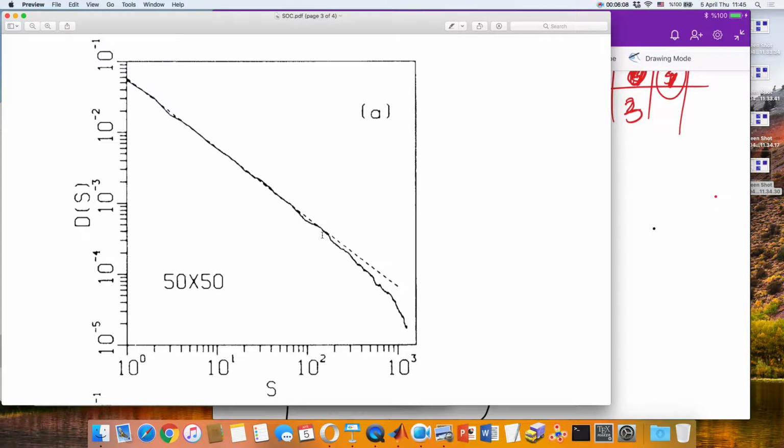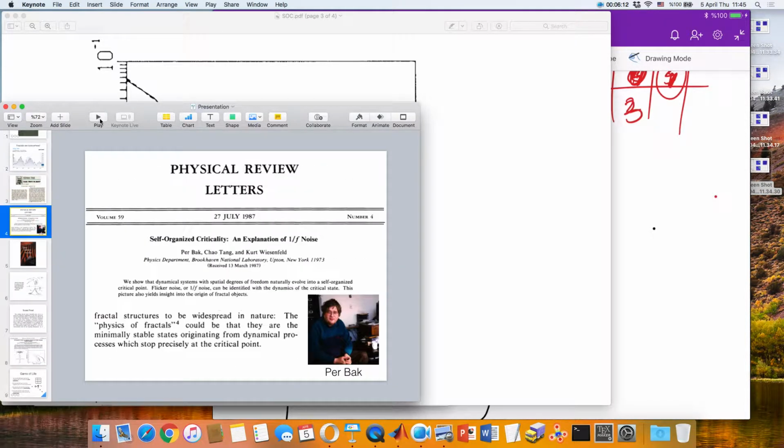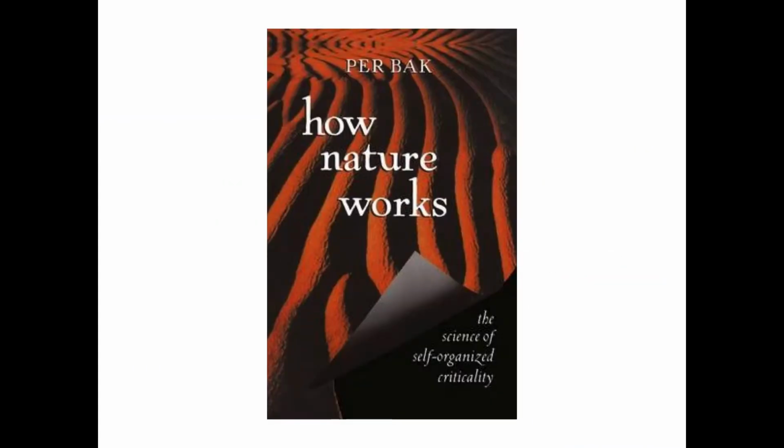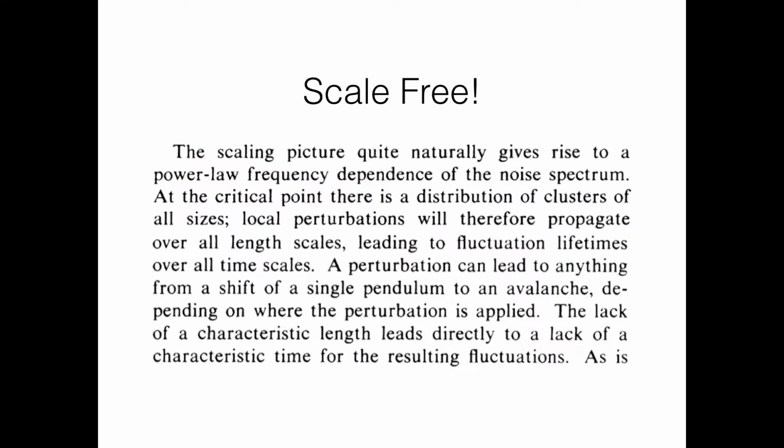Yes? I hope so. If you want to know much more about self-organized criticality, I recommend you read this book by Per Bak himself, How Nature Works. Okay? So the book starts with this prophetic sentence: How do we know that the creations of worlds are not determined by falling grains of sand? You see?